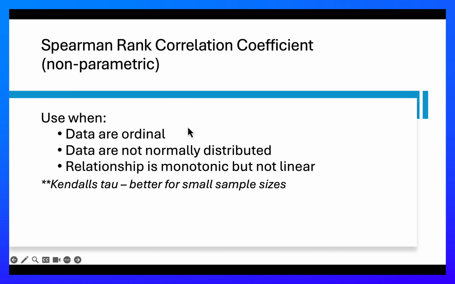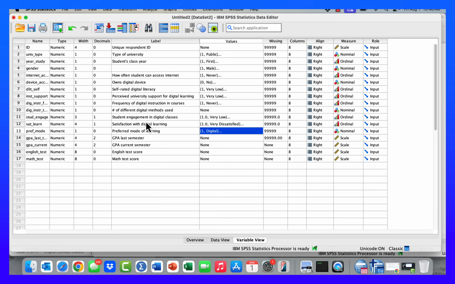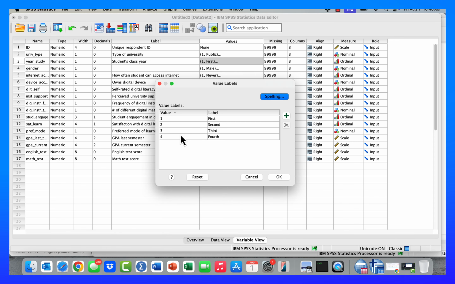To demonstrate, here's a research question we could answer with the Spearman-Rho test. What is the relationship between students' class year and satisfaction with digital learning? All right, here's our variable view. First of all, let's double check our variables that we're going to use in our analysis. Class year, first of all.